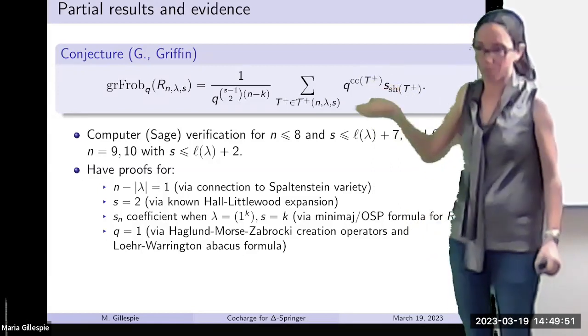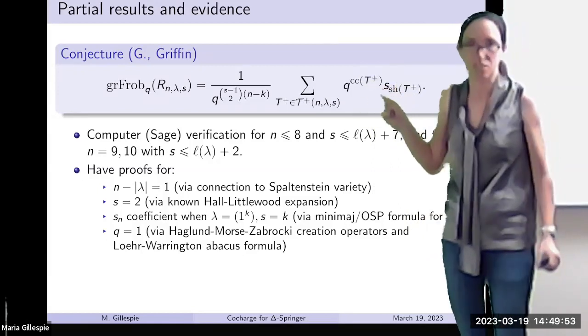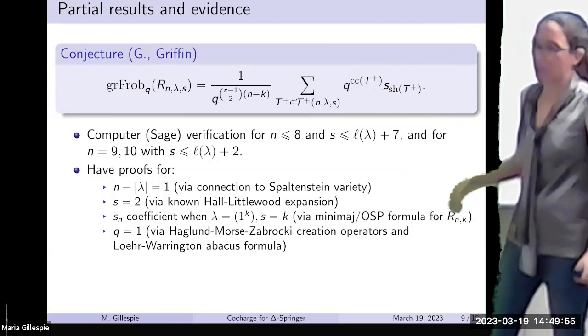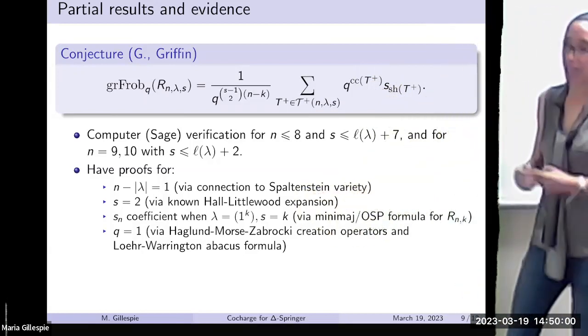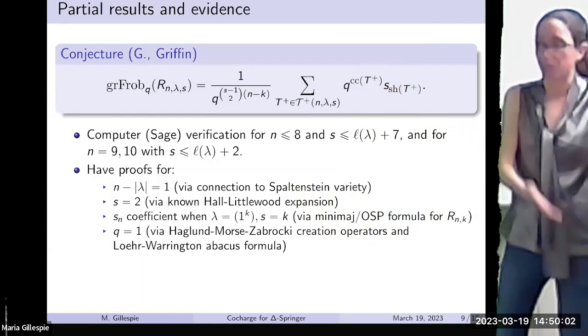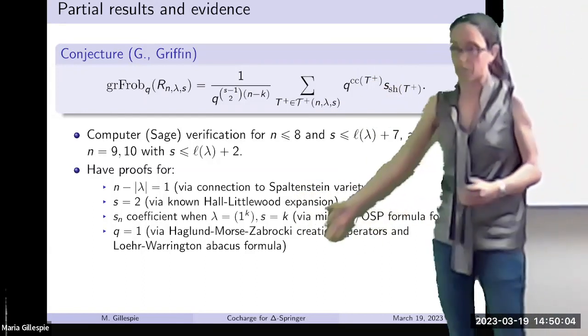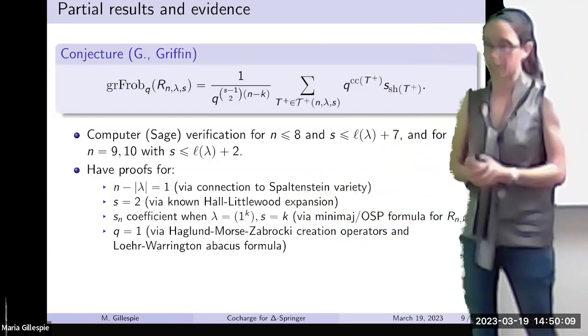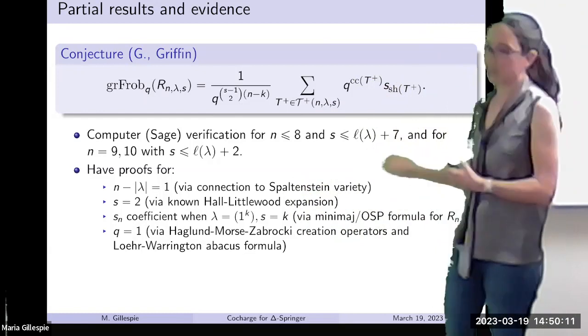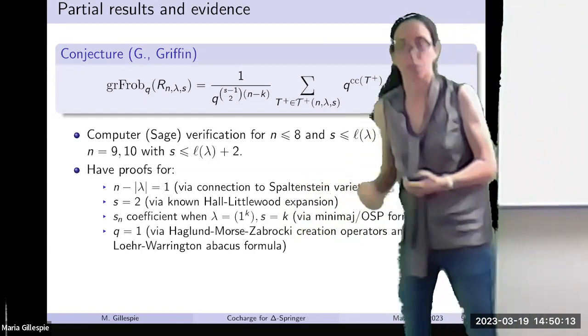So it is given by the battery powered tableau if you just forget the cocharge statistic altogether. And the interesting thing is the way we were able to prove this Q equals 1 setting was actually via another new result that I'm going to state on the last slide, which is using the Haglund-Morse-Zabrocki creation operators that came up in the compositional shuffle conjecture, and the abacus formula by Lauren Warrington for that.